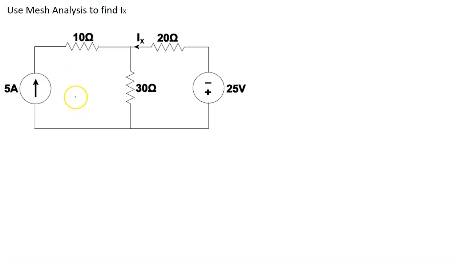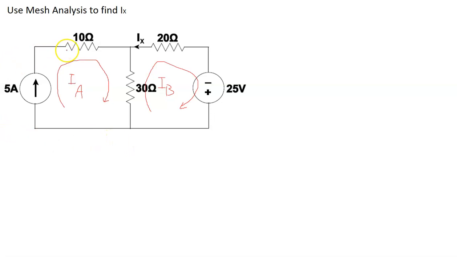Okay, so if we identify our two meshes as A and B, then our two mesh currents will be IA in a clockwise direction and IB also in a clockwise direction. Okay, so I can start off by saying that for mesh A, I can define the voltage across this current source as like V1, Vx, V5 amp, and I could write my KVL loop equation based on that.